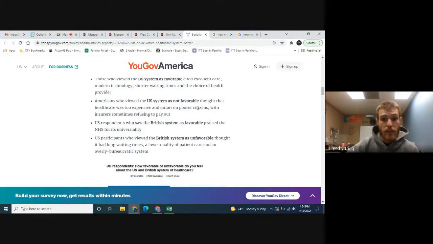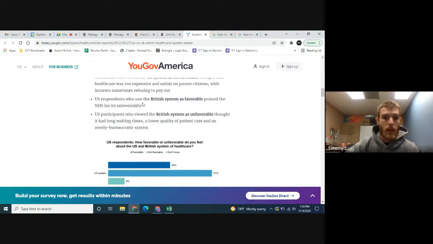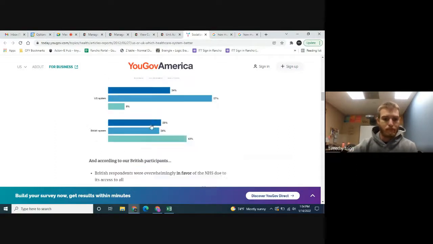As far as negative stuff, poor citizens usually don't have insurance, sadly. Also, it's very expensive in a lot of ways, and sometimes it's hard to deal with insurance companies. Now, some benefits for the British: how universal it is. Basically, everyone gets the insurance. And some negative aspects are longer wait times, lower quality of patient care, usually worse technology and things like that, and an overly bureaucratic system. Okay.